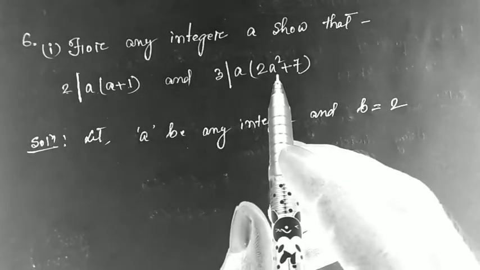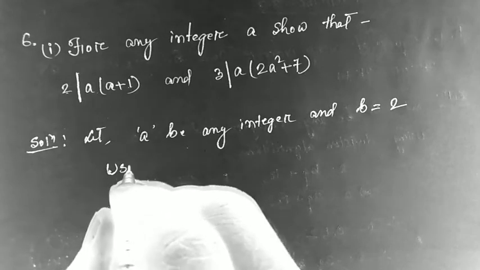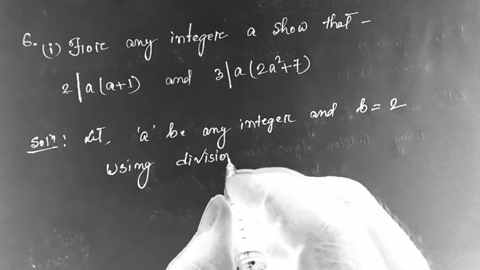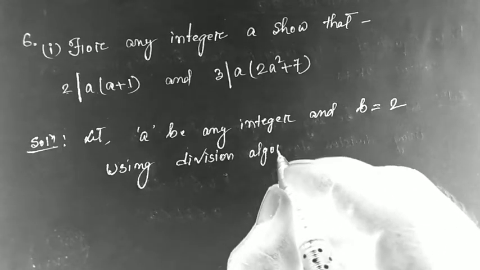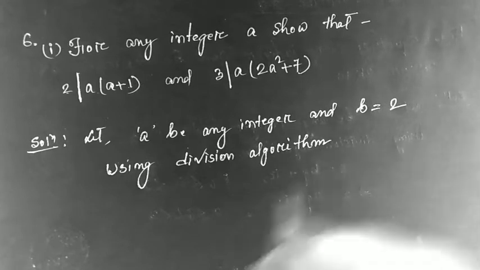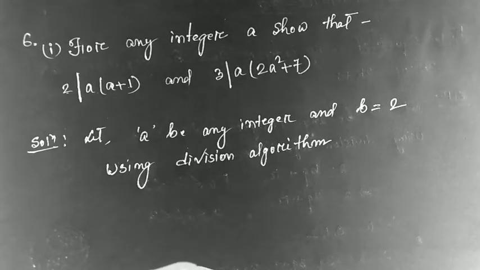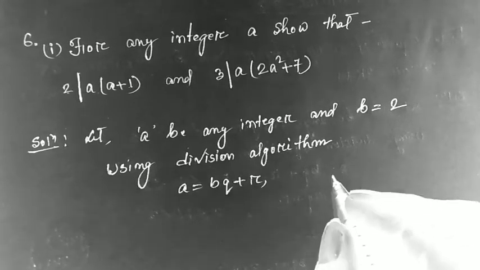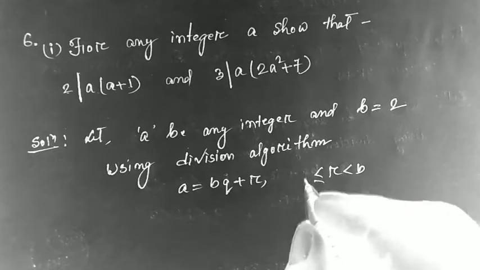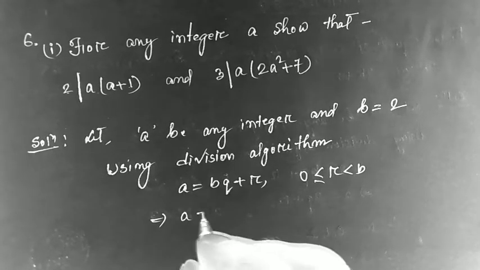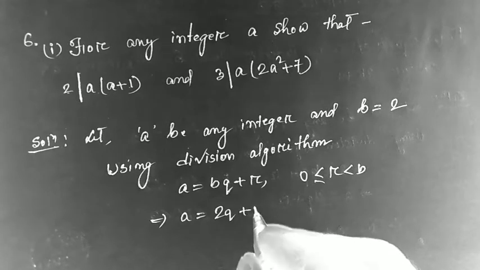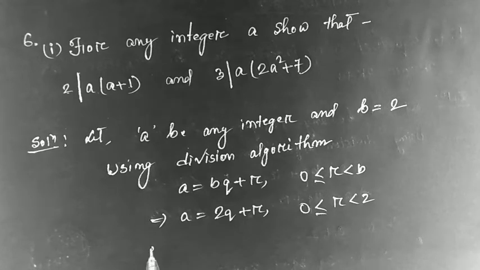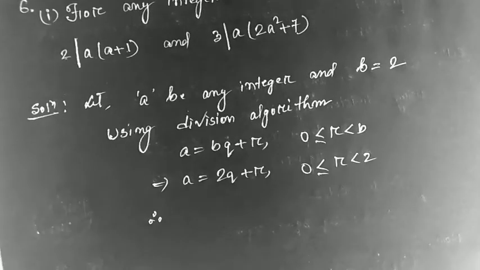There are 2 sums. So using the division algorithm, we get a is equal to bq plus r, where r is less than b, greater than equal to 0, no? So a is equal to 2q plus r, where r is less than 2, greater than equal to 0. Therefore what are the possible values of r?